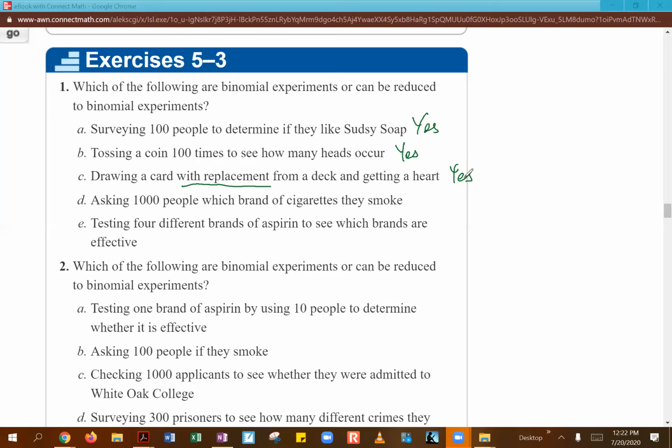Okay, you were thinking there wouldn't be just one trial. Okay, I can kind of see that. Alrighty, what do you think of part D?